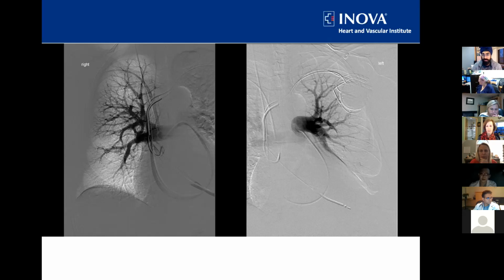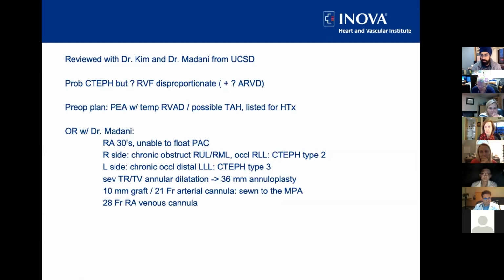And so after reviewing with the angiogram and so forth, and reviewing it with San Diego, we ended up coming up with this plan to explore him for a thromboendarterectomy, with the expectation that if that was not the case, we were actually going to then put in a temporary RVAD, and then move forward with either transplant or an artificial heart for the guy.